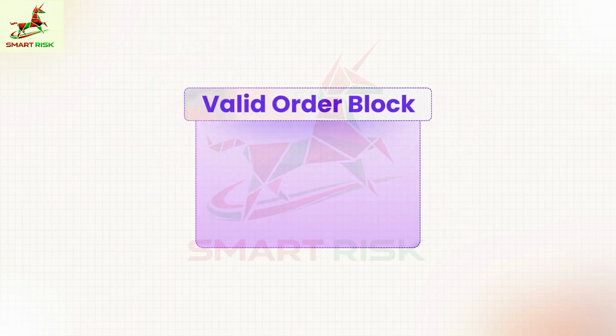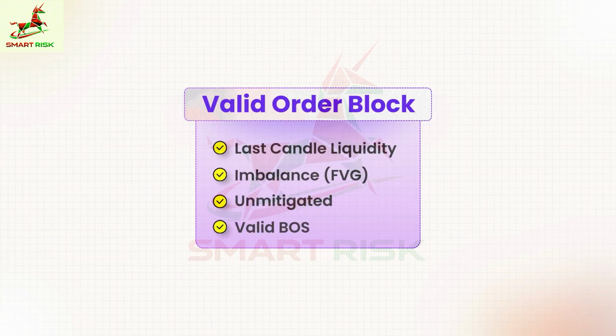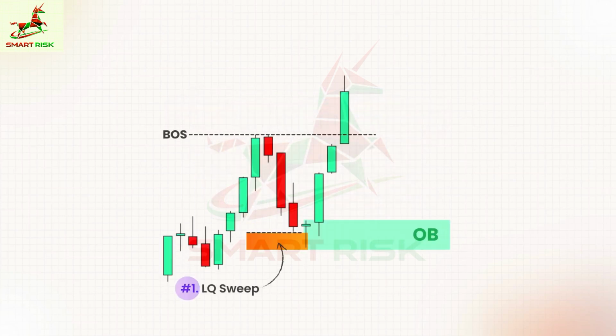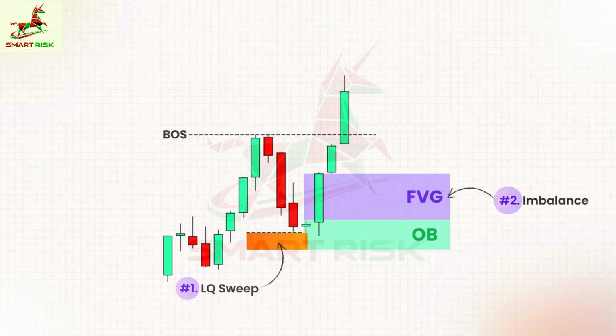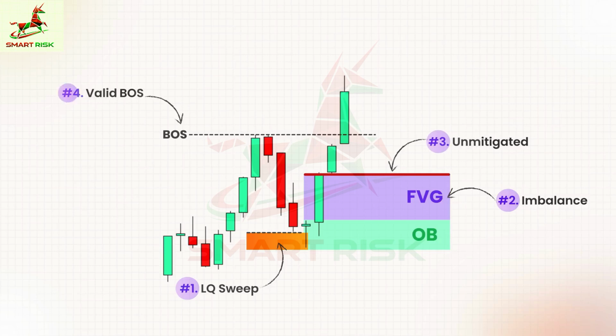So to summarize, a fully valid order block requires all four of these elements: liquidity sweep on the last candle, inefficiency or imbalance in the candles that follow, an unmitigated zone that hasn't been touched yet, and a valid break of structure with inducement. When all four are present, that's when the order block truly works at its highest probability. And remember, order blocks work in both bullish and bearish market structures, and you can use them on any time frame. But the higher the time frame, the more accurate and reliable the order block tends to be. Let's now look at how to actually enter trades using order blocks.